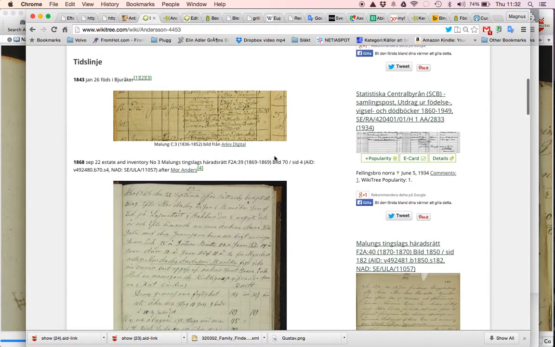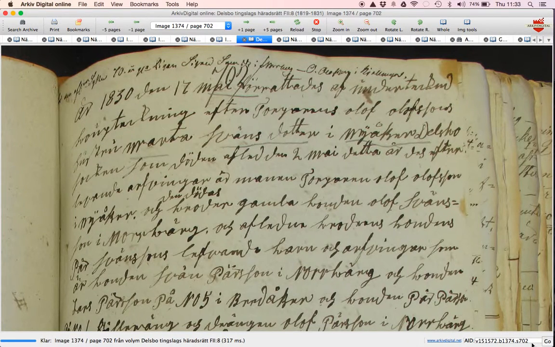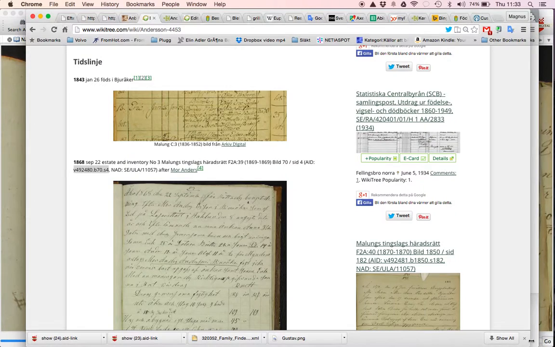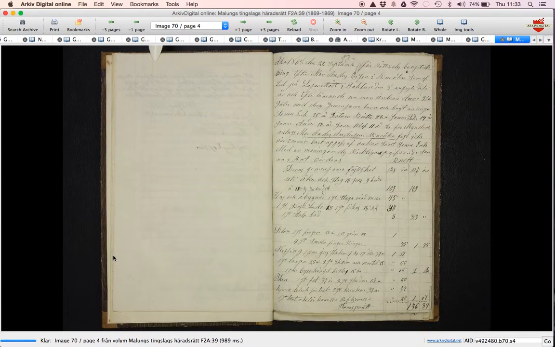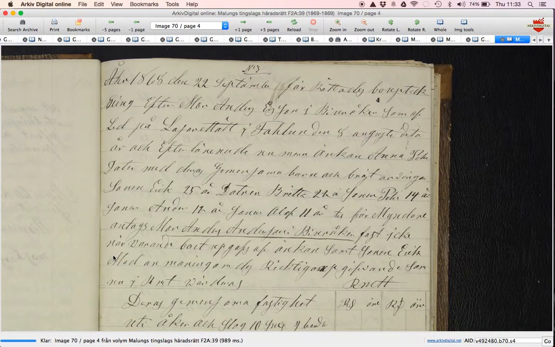So the estate inventory here says on image 70, page 4, the physical page 4. Normally they don't have a page number, but here you have a unique number from Arkiv Digital. And if I do my homework correctly, then I do like this, and whoops, the page is there. So then I can see and read that in the year 1868, the 27th of September, this estate inventory was done for Mor Anders Ersson in Bjuråker. A little bit difficult to read, and he died in the hospital in Falun, the 8th of August.